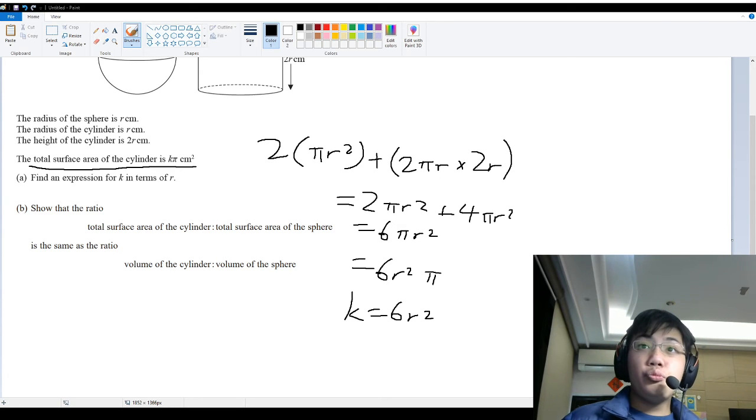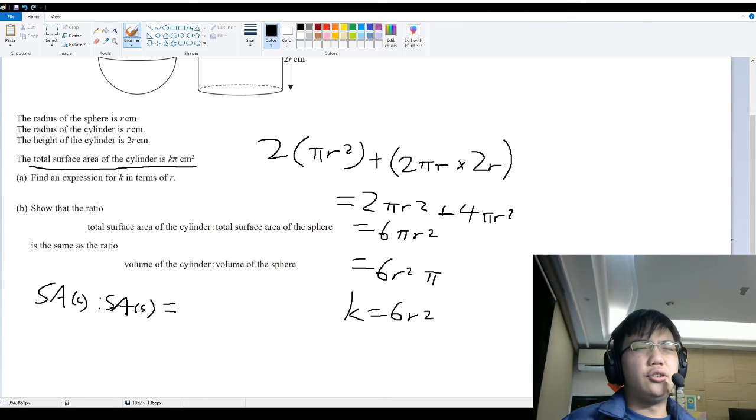So what we need to do for part B of this question is compare the surface area of the cylinder to the surface area of the sphere. We need to find this out. The ratio of the surface area of the cylinder to the surface area of the sphere is equal to the ratio of the volume of the cylinder to the volume of the sphere.